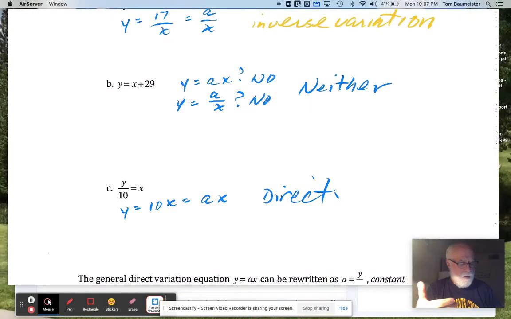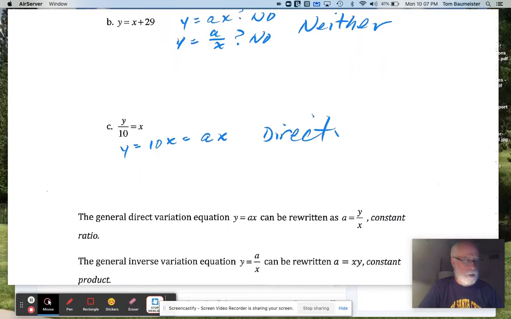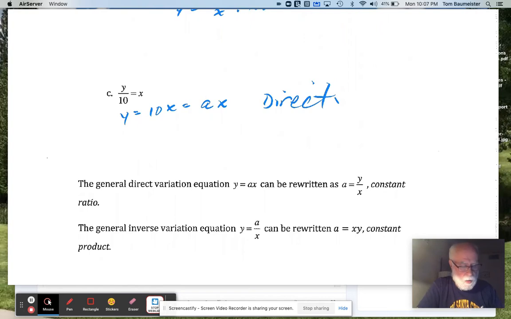Okay, so now we're going to mix it up just a little bit, but I want you to remember both of these because you will see them on your test. The general direct variation equation, y is equal to a times x, can be written as a is equal to y over x. What we're trying to do is get the constant, the number, by itself, and we would call that a constant ratio because it's something over something. The general inverse variation, y is equal to a over x, can be rewritten as a is equal to x times y, and so that would make it a constant product.